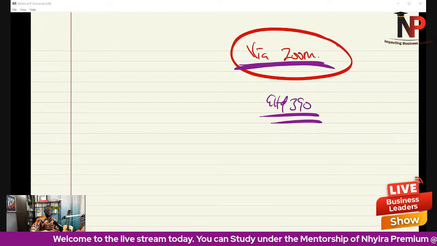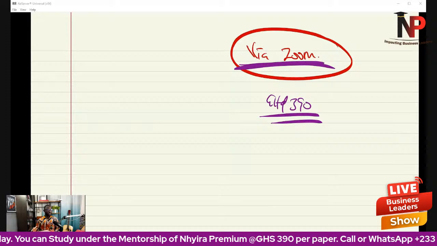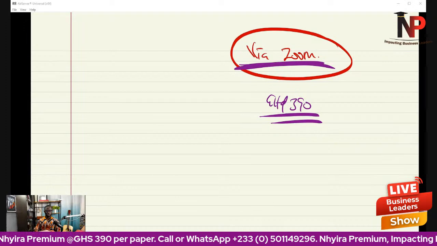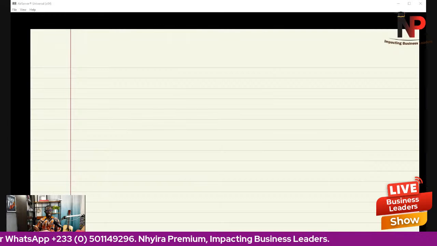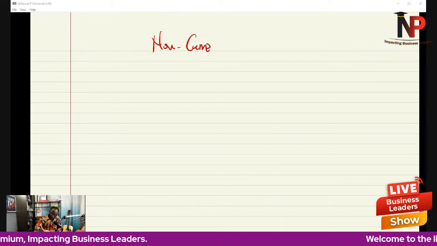Okay. So now that we've got those overview key areas to focus on out of the way, let's get excited about the discussion. And let's start with non-current assets.